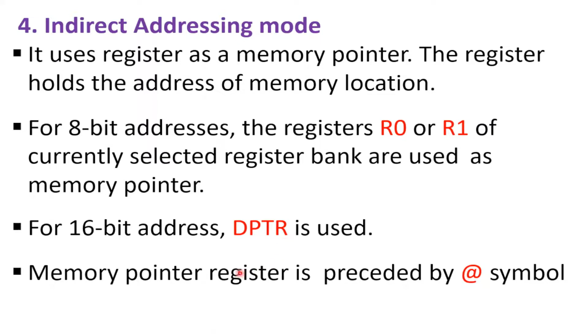One way of remembering indirect addressing mode, or register indirect addressing mode, is the use of the @ symbol. This @ symbol is written before R0 or R1, or before DPTR. It means that the memory pointer name always begins with the @ symbol, and whenever you come across the @ symbol, definitely you can predict that this is an example of indirect addressing mode.